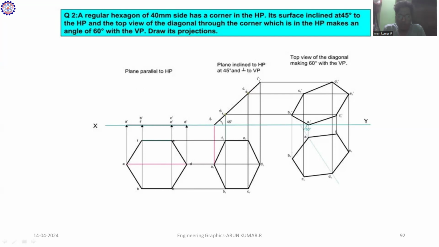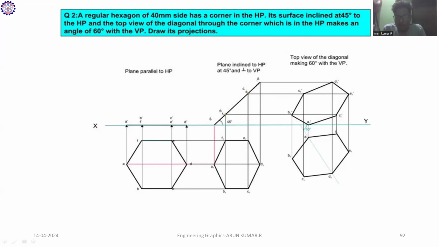What is the third step? Its surface is inclined at 45 degrees to HP. That is the third step. What will you do? You have to mark a point on the XY line. After constructing the point, you make the angle of 45 degrees. What is the previous step? You have to measure the line length of A dash and D dash. That line will make an angle of 45 degrees in this direction.